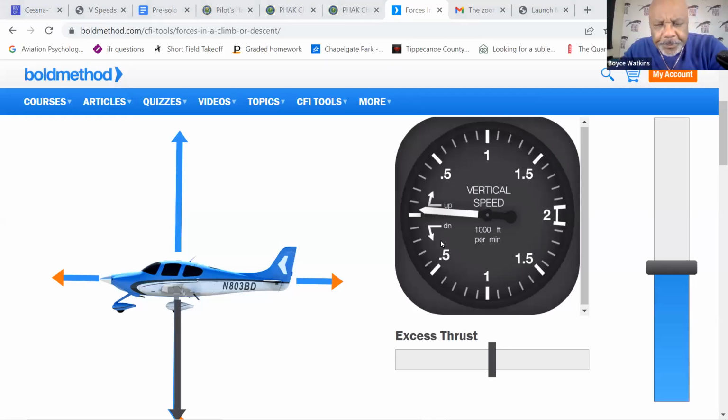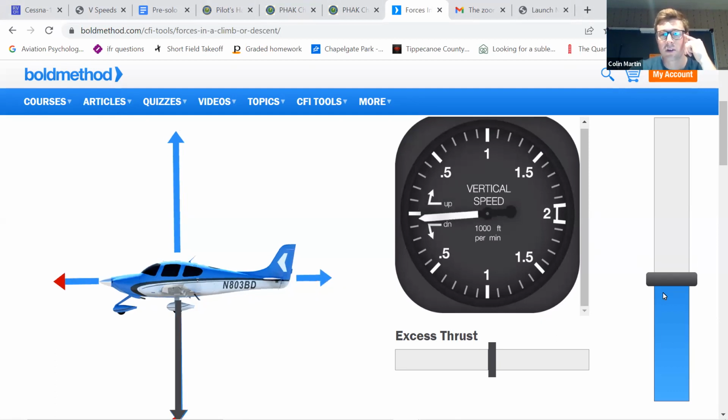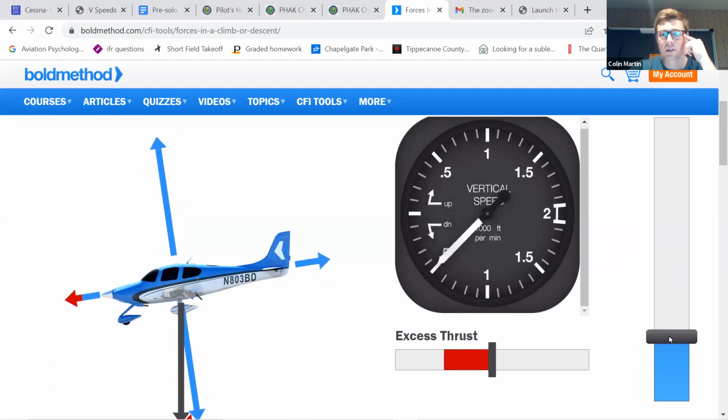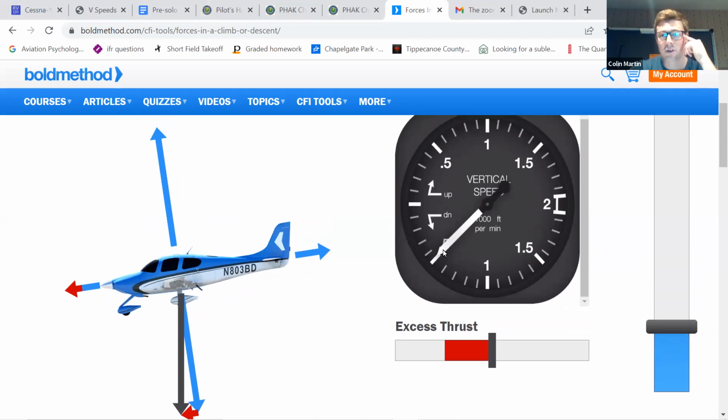Okay, so if we pitch our airplane forward or up, we're going to be manipulating our four forces. So say we pitch our nose down, and we'll be at a 500 foot per minute descent.